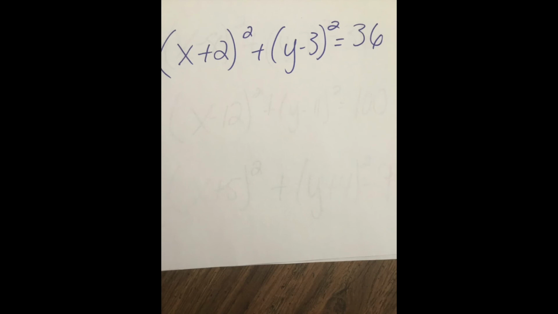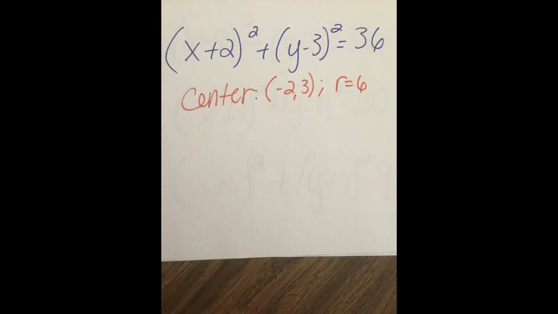So we do the opposite of what's inside the parentheses. Because there's a +2, that means we're going to have a -2 for the center. And because it says -3, that means we're going to have a positive 3 for the center. So -2, 3 is our center, and then we do the square root to get 6 for the radius.